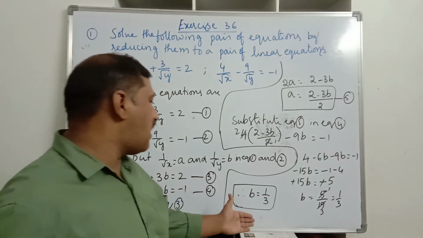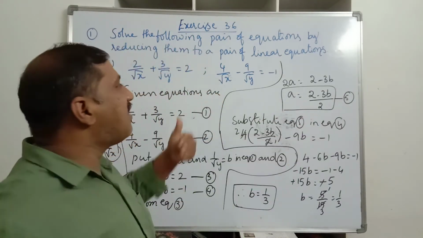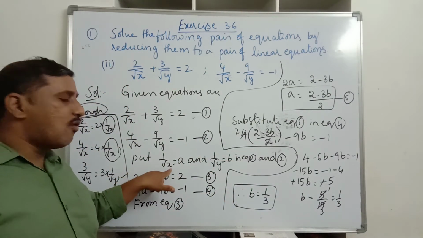Similarly, find the a value by substituting b is equals to 1 by 3 in equation 5. We will get the a value, and we have taken a is equals to 1 by root x.